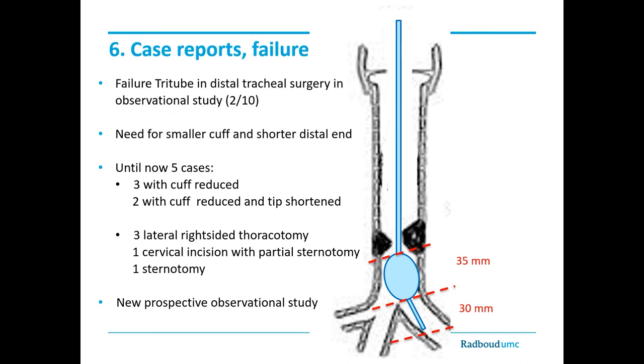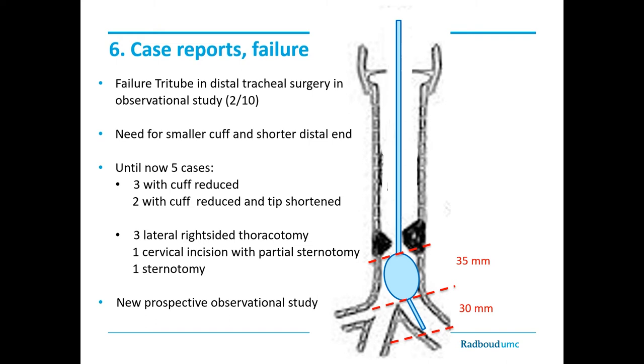As Marieke said, we had two cases where the use of Tritube was not possible. In both cases, the lesion was distal in the trachea. When the Tritube was placed behind the lesion, it was not possible to ventilate the lungs because of obstruction. The tip of the Tritube was on the carina or on the wall of one of the main bronchi. For future cases, we thought that reducing the length of the cuff and or reducing the length of the tip, maybe ventilation will be possible.